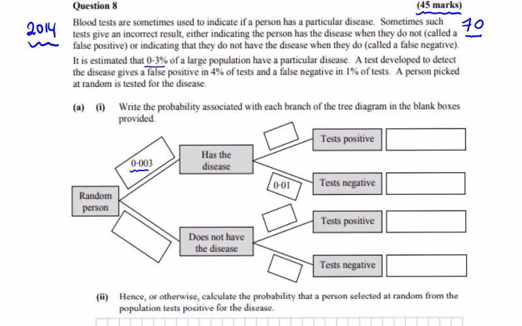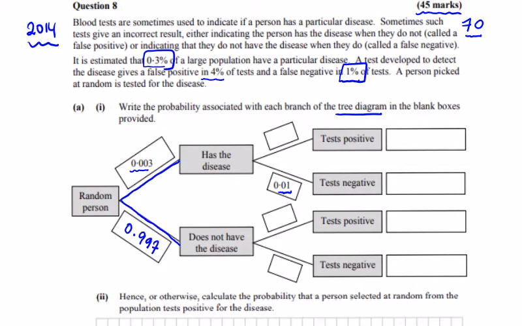A test developed to detect the disease gives a false positive in 4% of tests, and a false negative in 1% of tests, which is this 1% here. So we're given these two in the table, and we're asked to fill in the rest of the tree diagram. We know that each branch of the tree adds up to 1, so this becomes a really simple question. If you don't know that, you might be staring at it in disbelief.